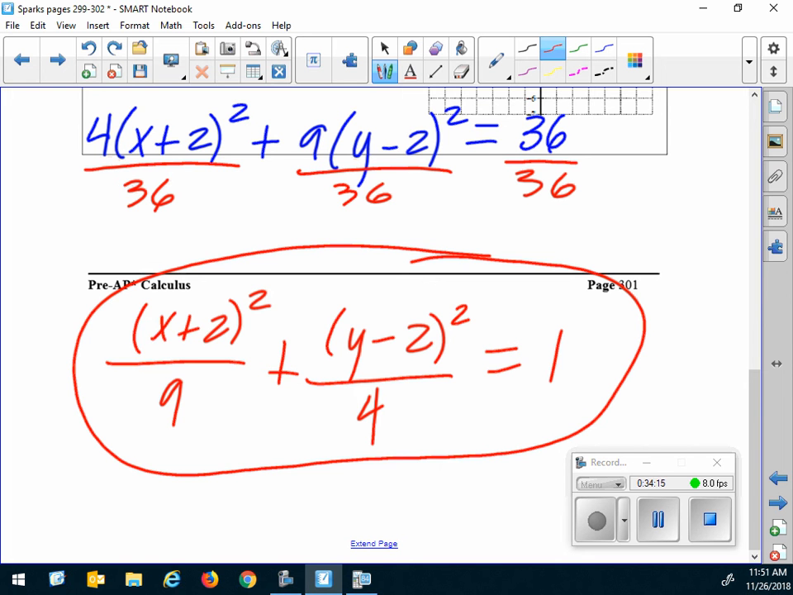Which way is this going to run? Is the major axis going to run horizontally or vertically? Bigger denominator is under the x, so this thing's going to run horizontally. Okay?